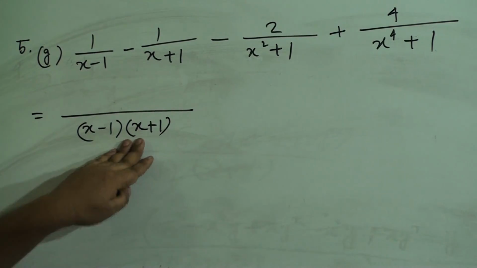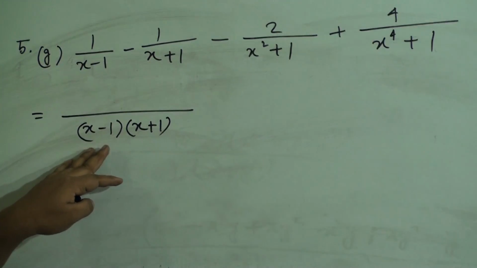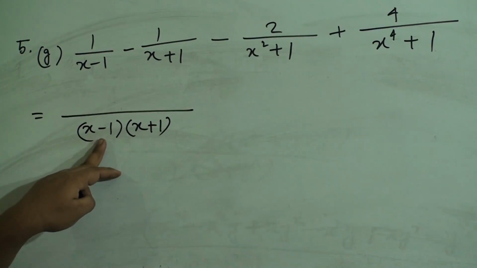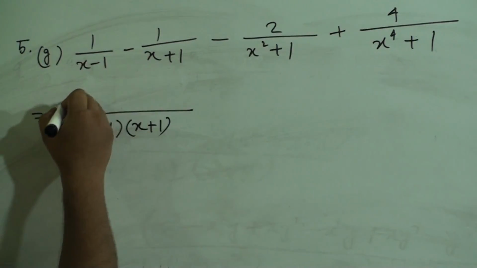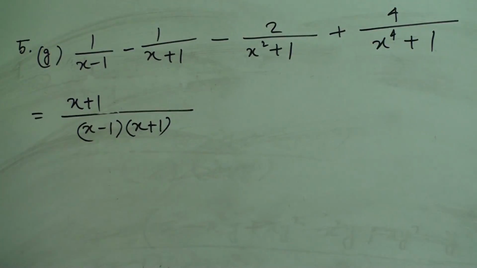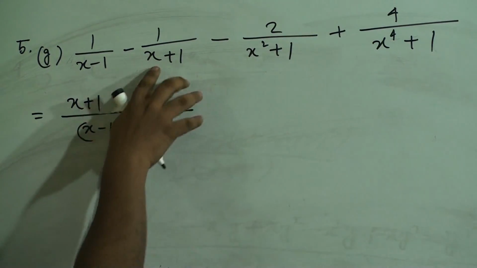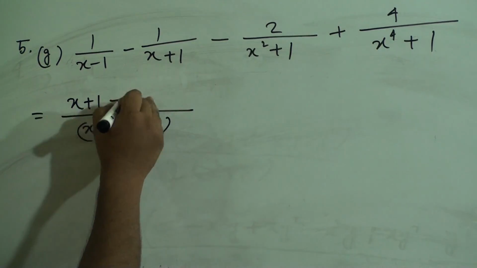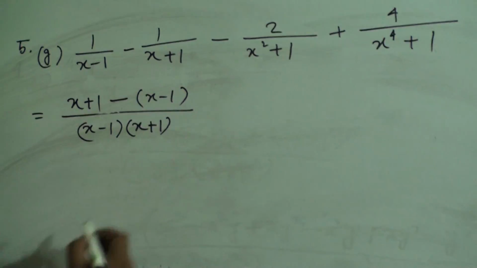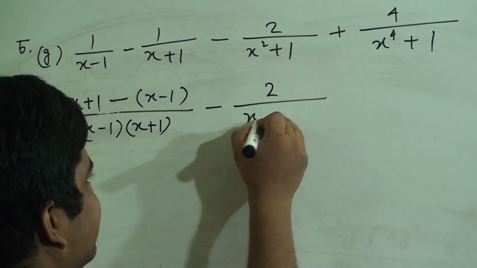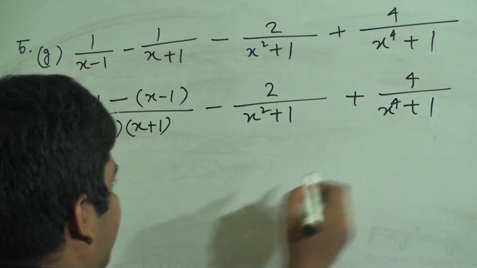Now we divide this LCM by denominator of the first fraction, and we get x plus 1 divided by x minus 1, and we get x plus 1. That x plus 1 is multiplied with this 1, and it will be x plus 1. And now we divide this x minus 1 x plus 1 by x plus 1, and we get x minus 1, and that is multiplied with this 1, and we get x minus 1, minus 2 by x square plus 1 plus 4 by x to the power 4 plus 1.